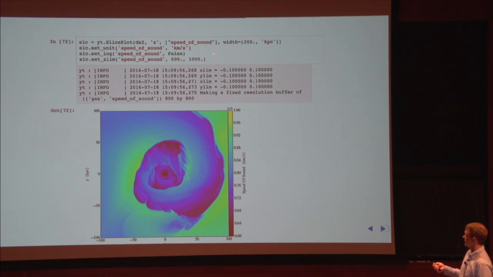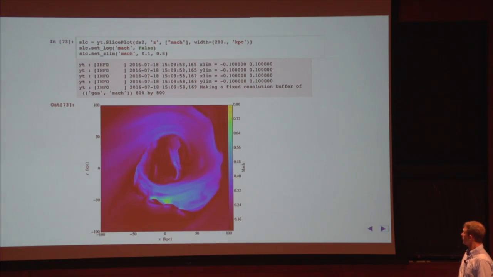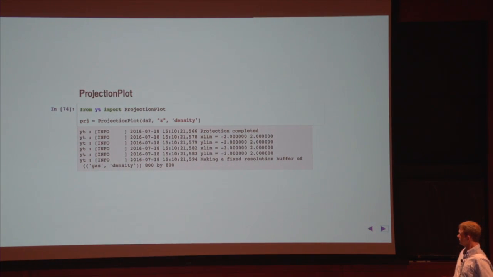If the field is logged, I can unlog it, or I can make it linear, or I can make it log, just by doing setLog true or false. I can set the limits of the plot in terms of the color map. So here I want to make the color map run from 600 kilometers a second up to 1,000. I'm doing something similar here with the Mach number field.